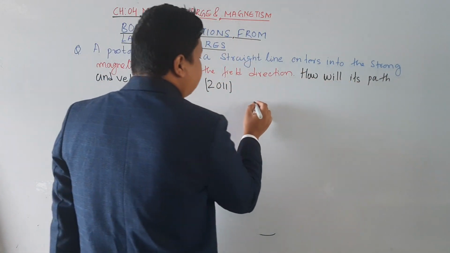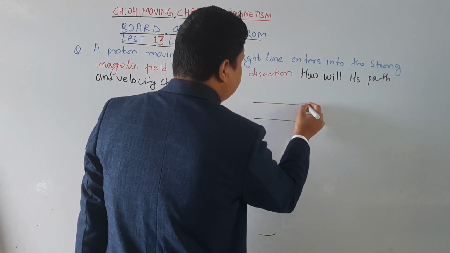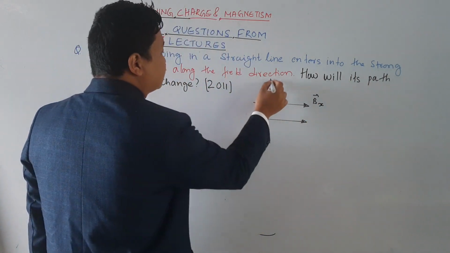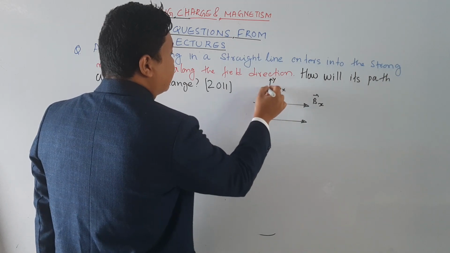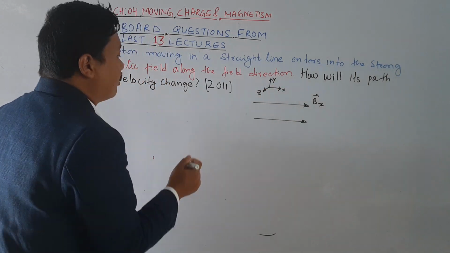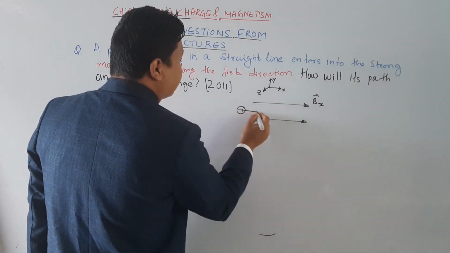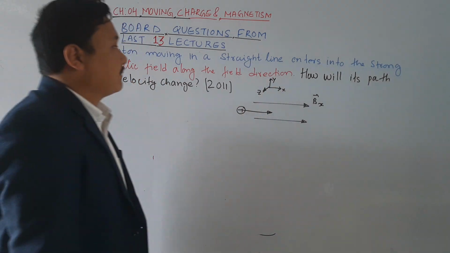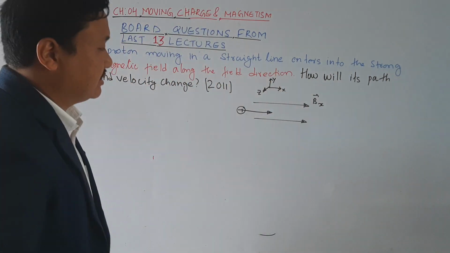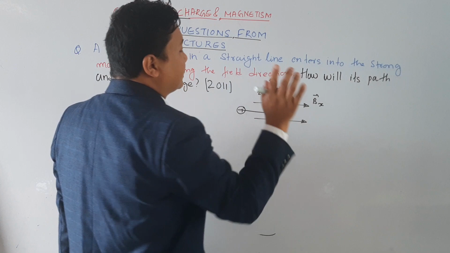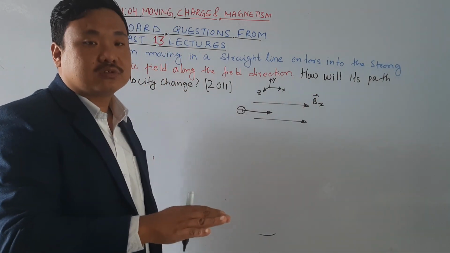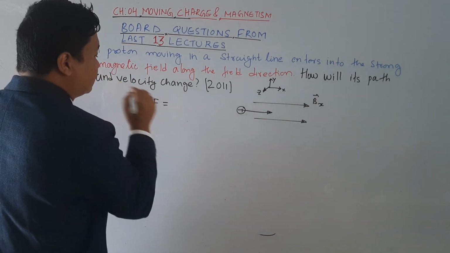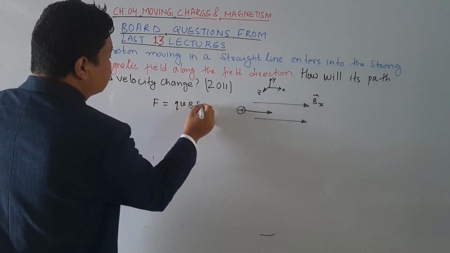For example, if this is my magnetic field, a very strong magnetic field in the x direction, with x, y and z axes like this. Now a charged particle, a proton, which is positive charge, is moving here and enters into the strong magnetic field. How will its path and velocity change? First of all, it will experience a force. Whether it experiences a force or not is given by the Lorentz magnetic force, which is equal to Q V B sine theta.